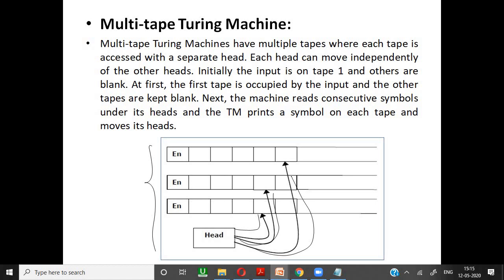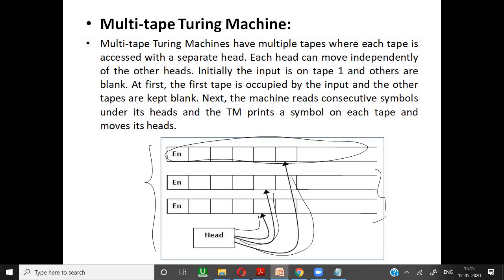Generally, when it comes to multi-tape, the input will be available on tape 1 and the remaining tapes will be blank. So why are we using the remaining tapes? For faster access. If you require any alterations or any processing, instead of using a single tape, we can utilize more than one tape. Based on this, the execution process will take very little time, so time will be reduced.